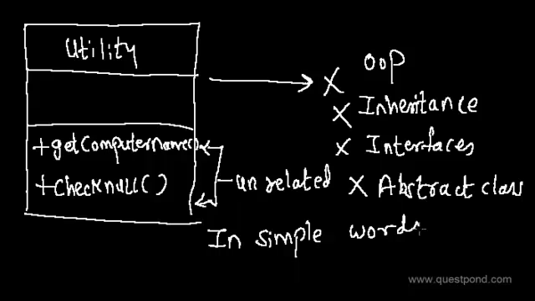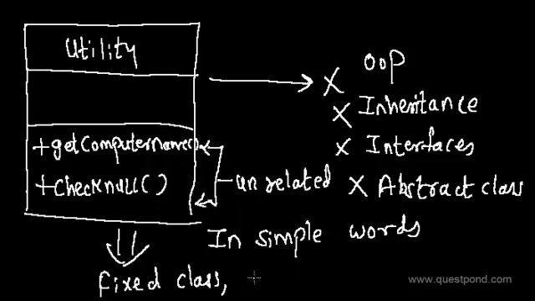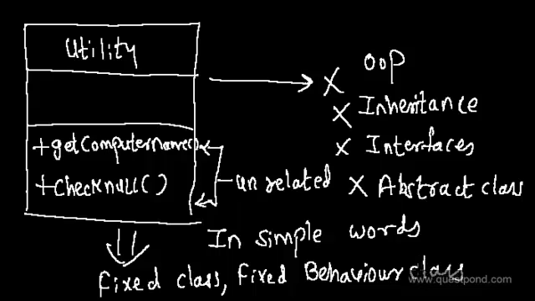Okay. So in simple words, what we are saying is that this is a fixed class, a class which has a fixed behavior, whose behavior cannot be changed by inheritance, whose behavior cannot be polymorphized by using dynamic polymorphism or static polymorphism. So what we are trying to say is that this class is a fixed class, or I'll say rather, this class is a static class.